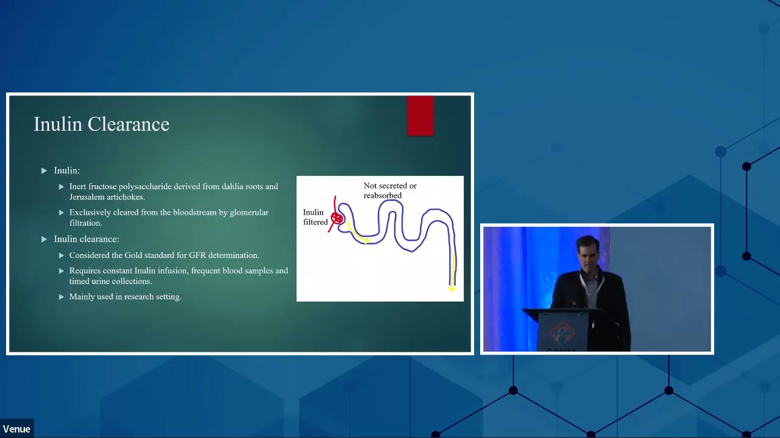And lastly, inulin clearance is rarely done in the clinical setting because it is very laborious, requiring several blood samples, constant inulin infusion, and timed urine collection. Inulin is an inert fructose polysaccharide that is freely filtered in the glomeruli, but it's not absorbed and not secreted at the level of the tubules. So that would be the gold standard for GFR determination, but it's mainly used in the research setting.